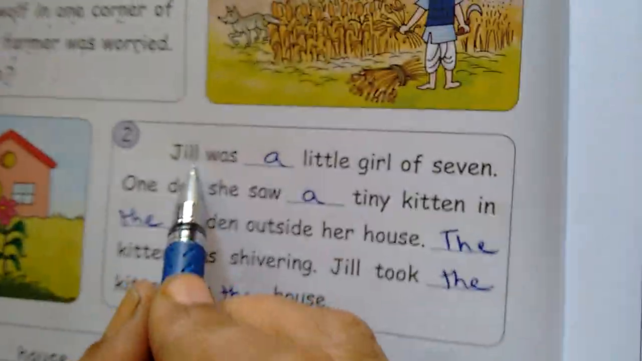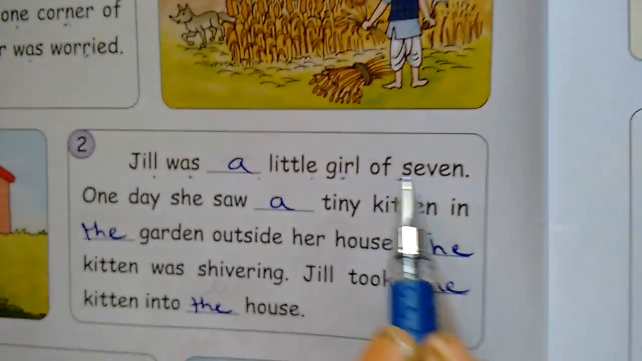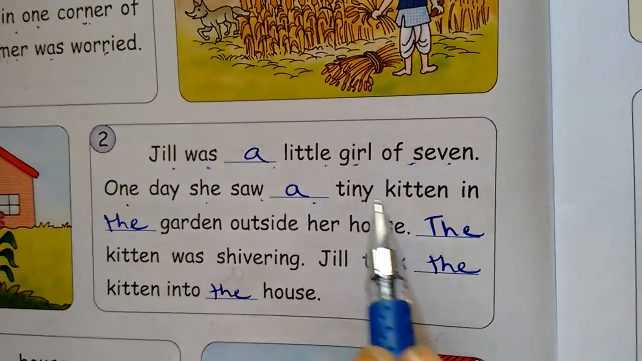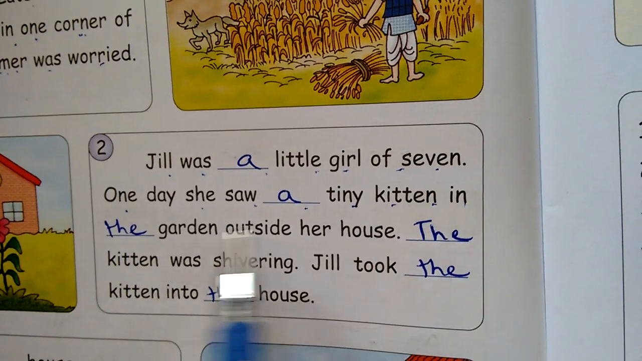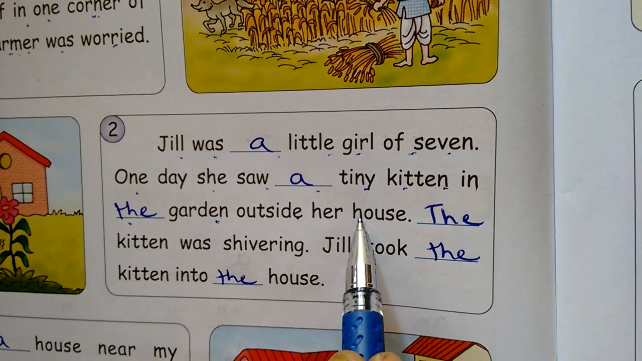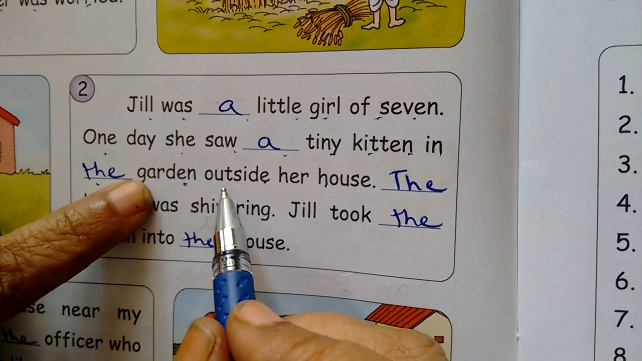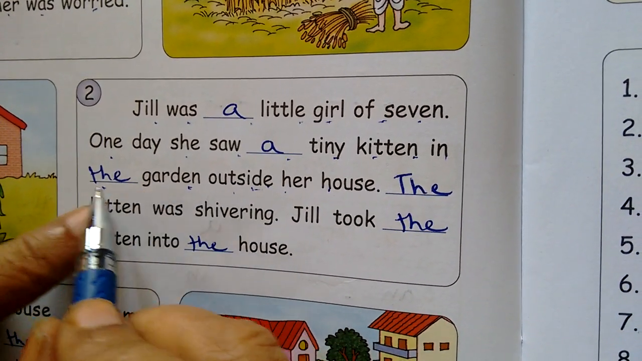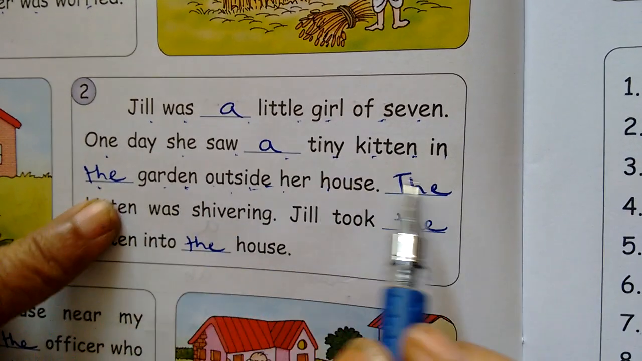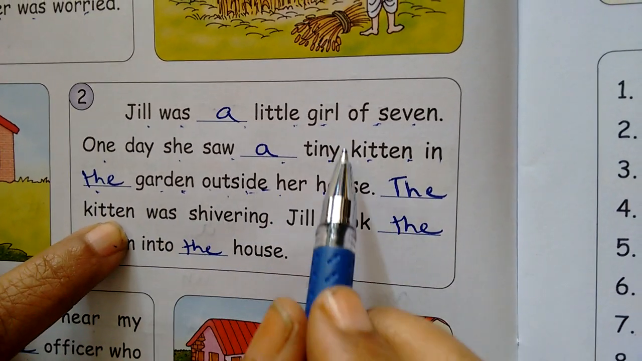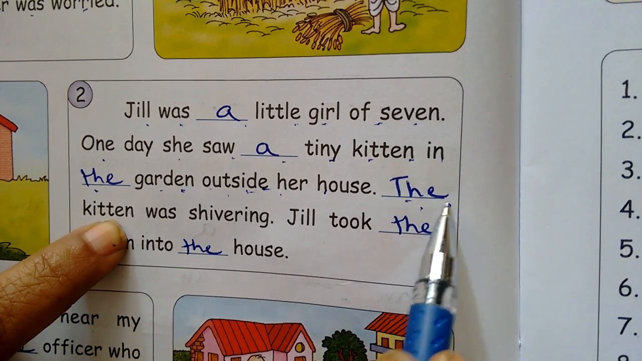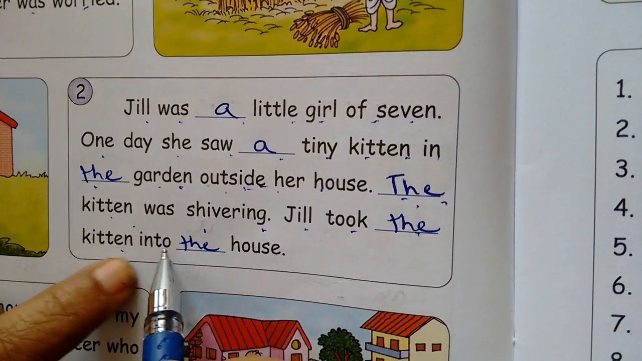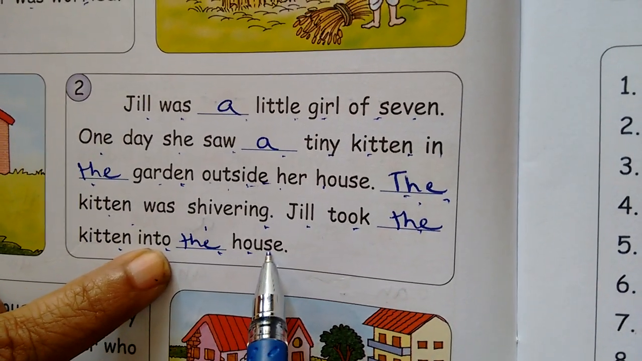Now look here. Jill was a little girl of 7. One day she saw a tiny kitten in the garden outside her house. Which garden is that? It is outside. So it is something special about the garden. So the garden outside her house. The kitten, kitten comes twice. So the kitten was shivering. Jill took the kitten to the house.